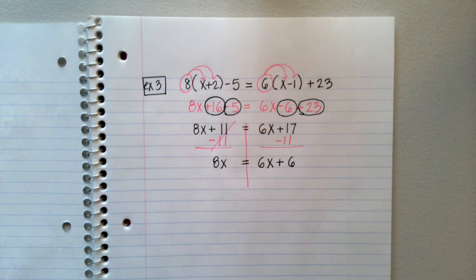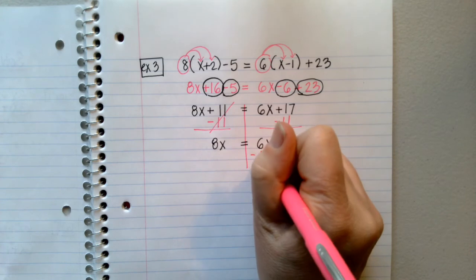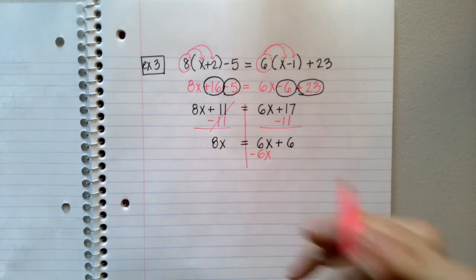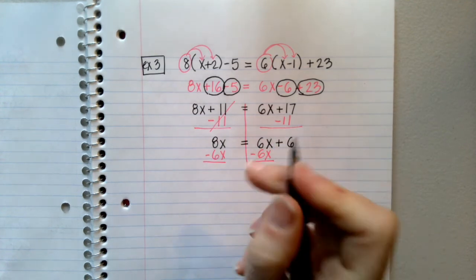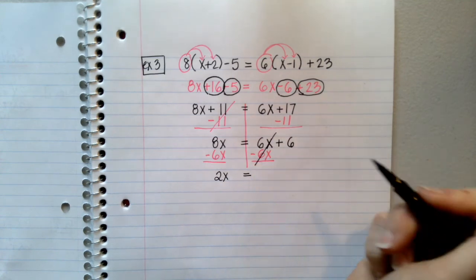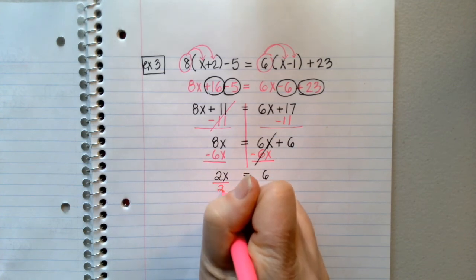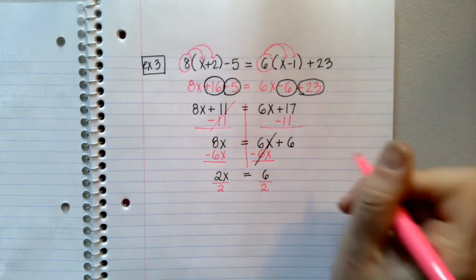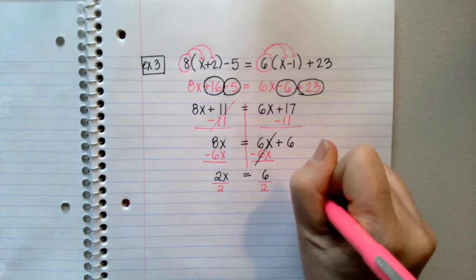Okay, now I'm still trying to move these around and get my variables together. So I'm going to do the opposite here of adding the 6x. I'm going to subtract it. And what I'm left with is 2x is equal to, these guys cancel, but I'm left with 6 on the other side. My final step is to go ahead and divide that by 2. So I'm going to divide by 2. And I'm going to end up with x is equal to 3.